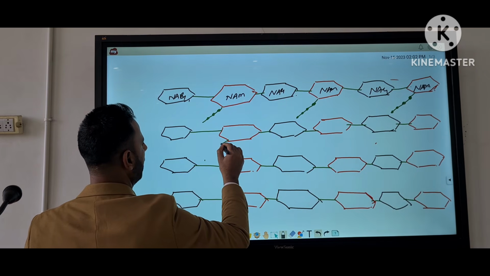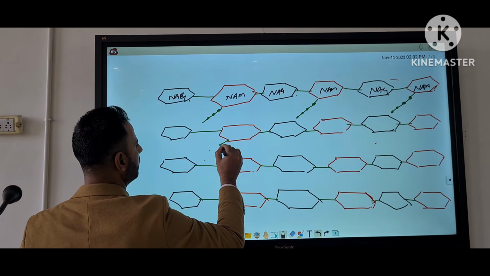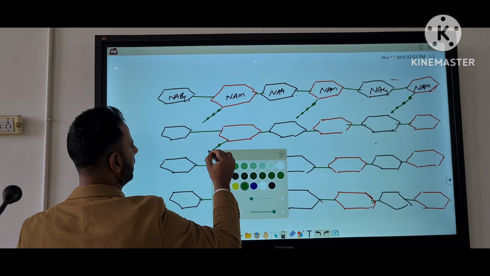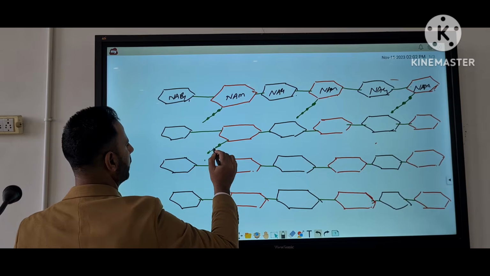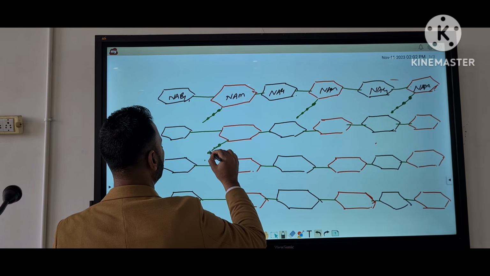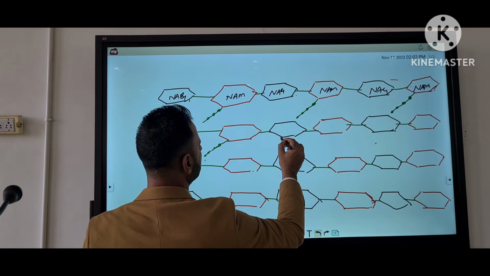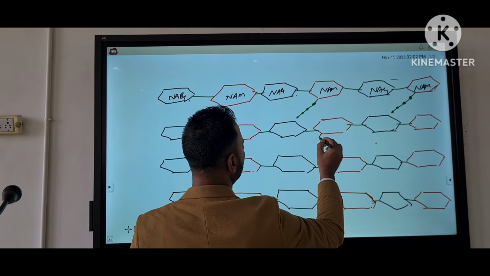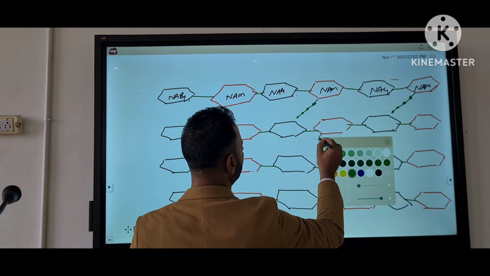Attached to this also we have a short stretch of polypeptide chain. 1, 2, 3, and 4. This one also 1, 2, 3, 4.